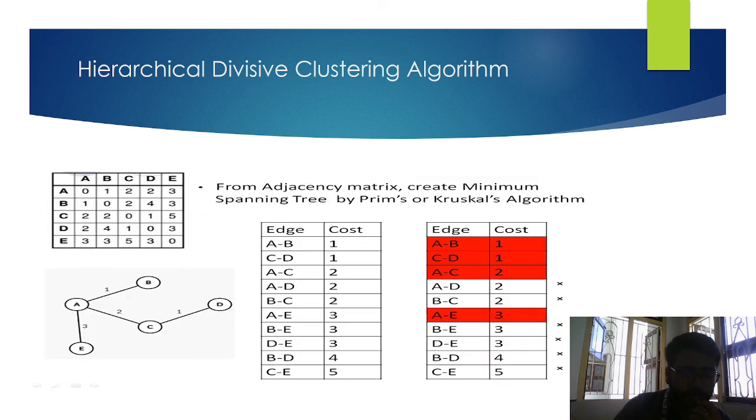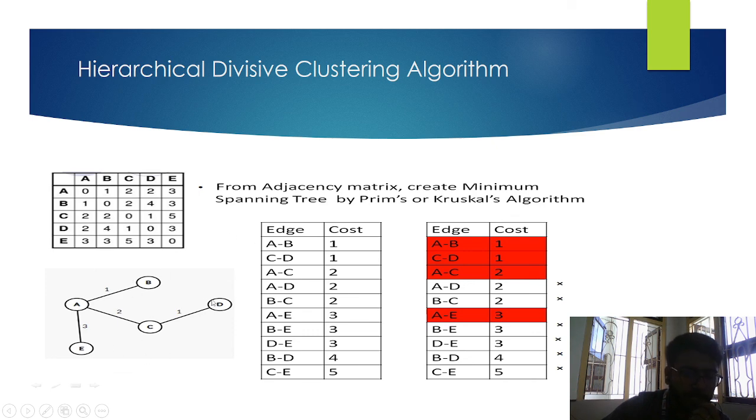Let's see an example. This is the adjacency matrix. The adjacency matrix gives the distance between two nodes, for objects A, B, C, D. The distance from A to A is 0, A to B is 1, and B to C is 2. So it gives the distance, the edge cost, between two nodes.